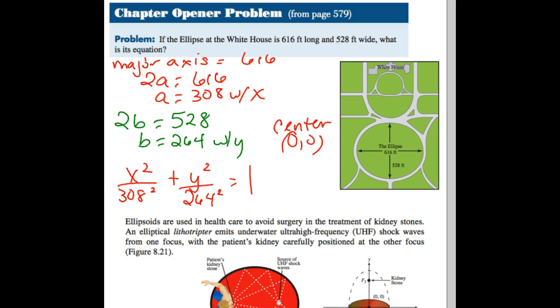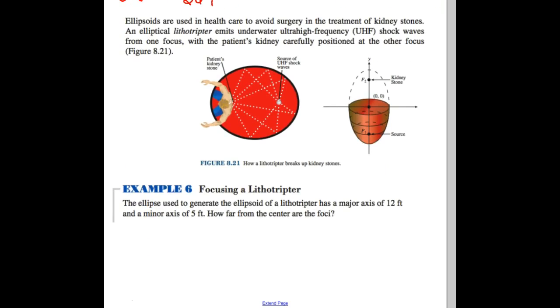Questions on that one? All right. Our last piece is another application. It says, ellipsoids are used in healthcare to avoid surgery in the treatment of kidney stones. An elliptical lithotripter emits underwater ultra-high frequency shock waves from one focus with the patient's kidney carefully positioned at the other focus. So the shock waves are all coming from here. They're going to bounce off the edge and be directed at that kidney to break up the kidney stone.